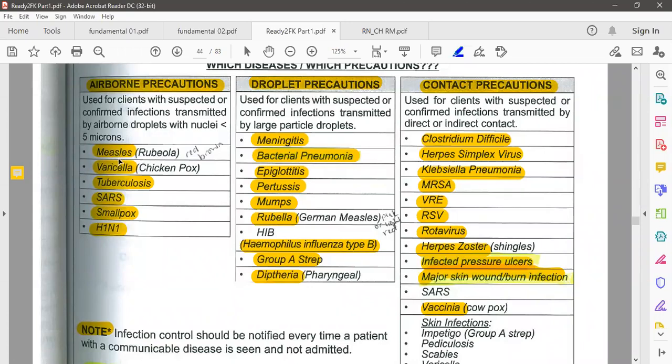Like chickenpox or varicella, airborne. Monkeypox, airborne. Or rubeola, it is airborne. So you see measles, another name is called rubeola. But here we call rubella. So don't miss these two. But cohorting is very important for the NCLEX board exam.